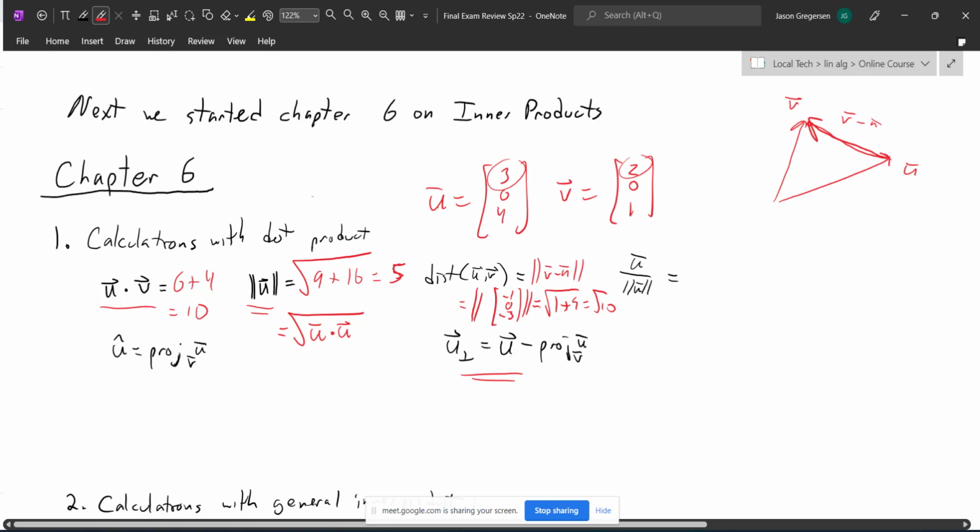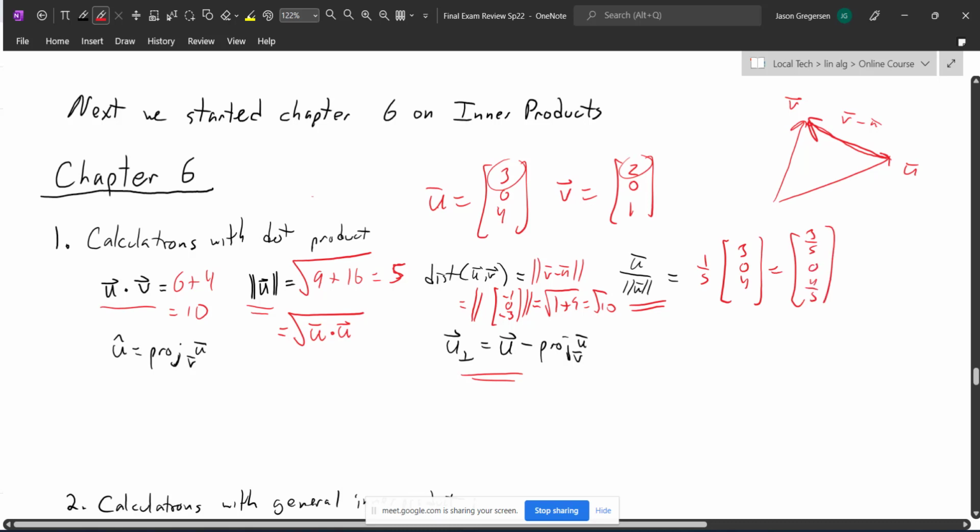Next is the unit vector in the direction of u. In other words, the vector u has a length 5. I want a vector that points in the same direction as u but has a length of 1. And to do that, all I do is divide the vector by its length. So in this case, I would take 1/5 times the vector u. In this case, I would have 3/5, 0, and 4/5. This would be the unit vector in the direction of u.